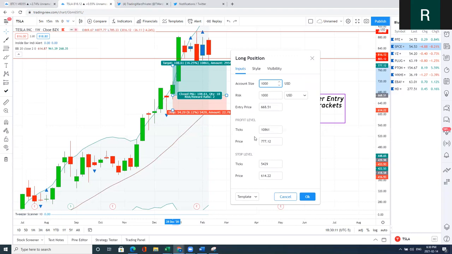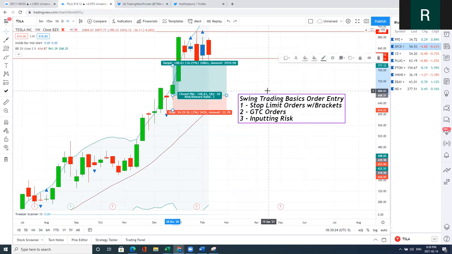Then we need to have a bracket attached to it with a stop loss, which is just a sell stop, and a target, which is a sell limit. So you're going to have a total of 3 orders. Once you do it once or twice, guys, it's very, very simple. For your particular broker, just Google how to do it if you're confused, but every broker is different.